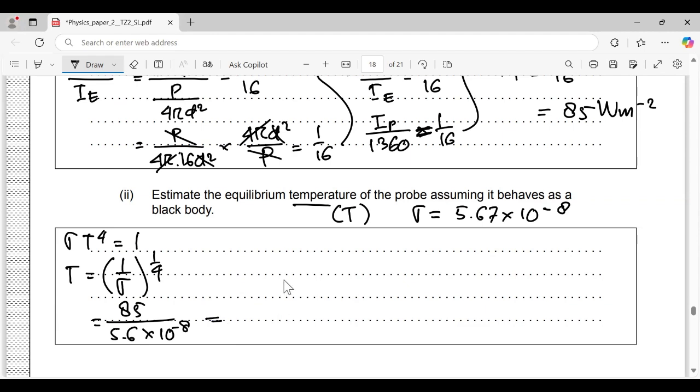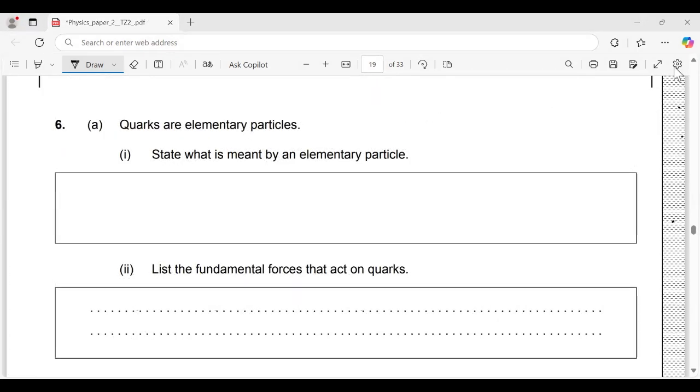And if you divide 85 by this number, you can find the result: 196.7, rounded to 200. In significant figures, you have to write 2 times 10 squared Kelvin. The unit is Kelvin. Number 6.